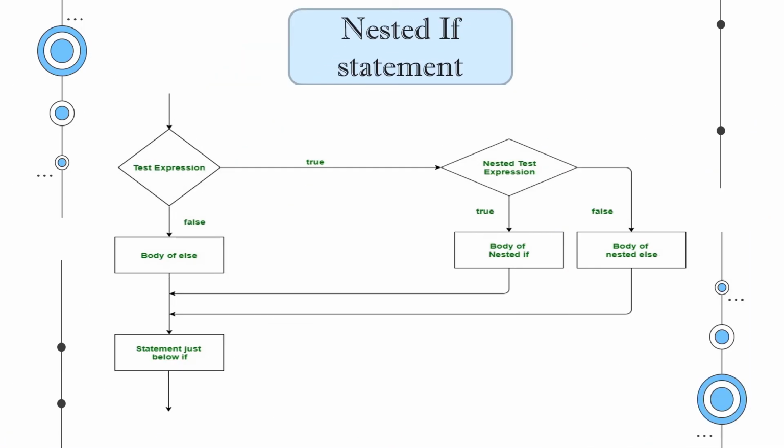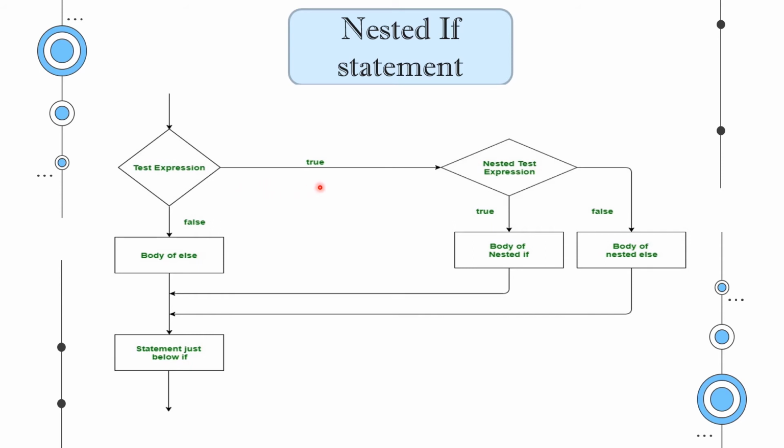Next we have nested if statement. A nested if is an if statement that is the target of another if statement. That means an if statement inside another if statement. Let's see the flow chart. Here we have the first if statement. If the condition is false, then the body of the else statement will be executed. If the condition is true, then the block of if statement will be executed.